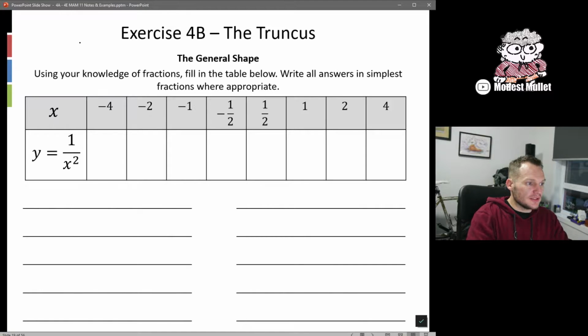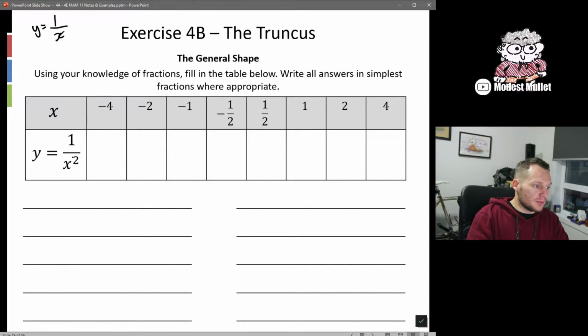So the Truncus we looked at after we looked at the hyperbola. So the hyperbola, the very most basic version of it is y equals 1 on x. And in this case, we're now going to move to something that looks very, very similar, but we get y equals 1 on x squared. And the same idea, let's put some values in, see what outputs we get from the function, and then make some conclusions from that.